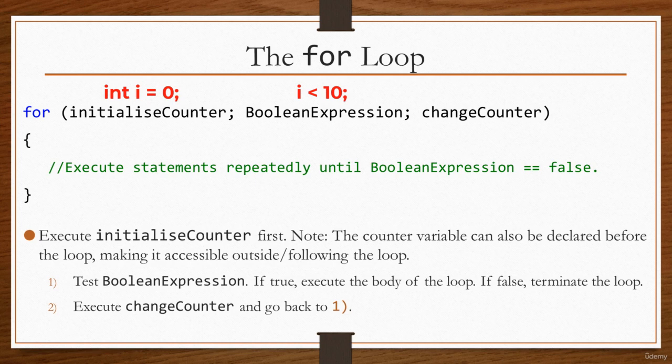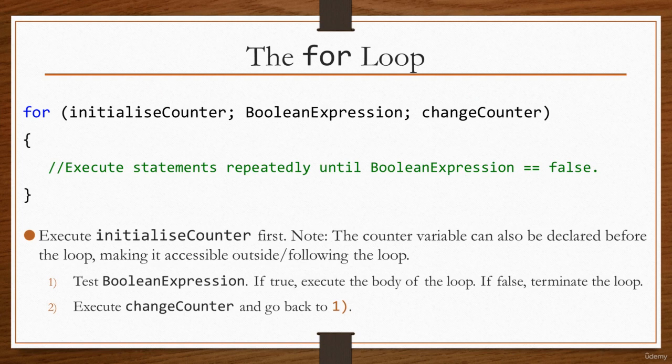Then you also have a Boolean expression similar to the while loop. So while this is true, the loop will execute. And then you have another statement right at the end where we change the counter variable. Typically you'll increment it, so i++, i--, and so forth. So I have a few notes at the end here.